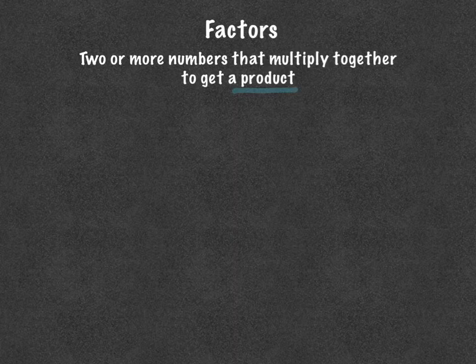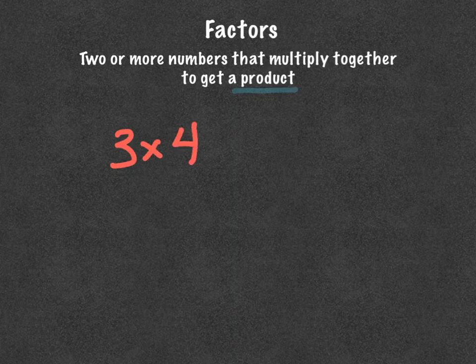So when we look at any multiplication problem, for example, if we have 3 times 4, okay? So if we have 3 times 4, 3 and 4 are our factors, okay? The answer is 12, so that's our product. So what that means is that 3 and 4 are factors of 12, okay?